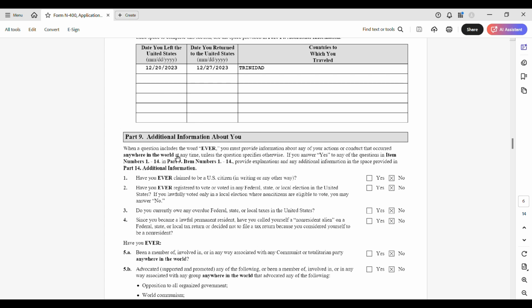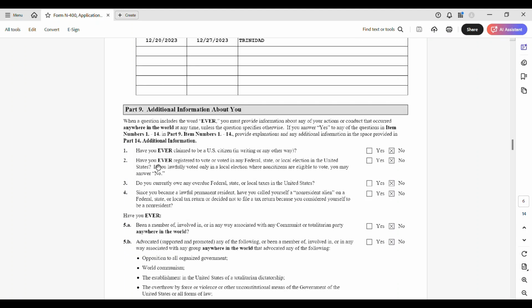When a question includes the word ever, you must provide information about any of your actions or conduct that occurred anywhere in the world at any time unless the question specifies otherwise. If you answer yes to any of the questions in item numbers 1 to 14 in Part 9, provide explanations and any additional information in the space provided in Part 14, additional information.